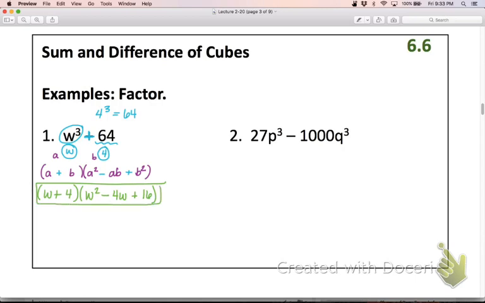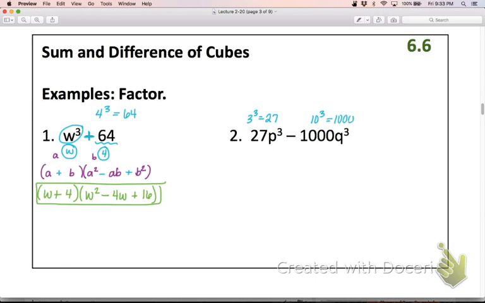Again, there's no way to come up with that factorization other than using the formula. That is something that you just have to know. Okay? Alrighty. Number 2, again, I notice I have a p to the third and a q to the third, so that's kind of my clue that I want to be checking for perfect cubes. And again, looking back at the list of perfect cubes I gave you, 3 to the third is 27, and 10 to the third is 1,000. So we do have perfect cubes.